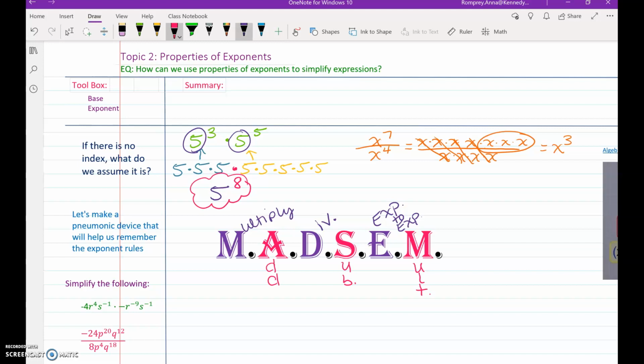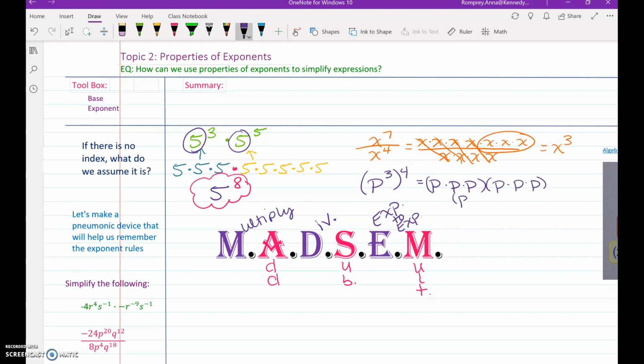Okay, so let's say we have, let's do 7. I'm going to stick with a variable. Let's do p. So I have p cubed to the 4th. So what does that mean? Another way I can look at it is I have 4 groups of p cubed. So p cubed, meaning 3 p's, I have 4 groups of those.